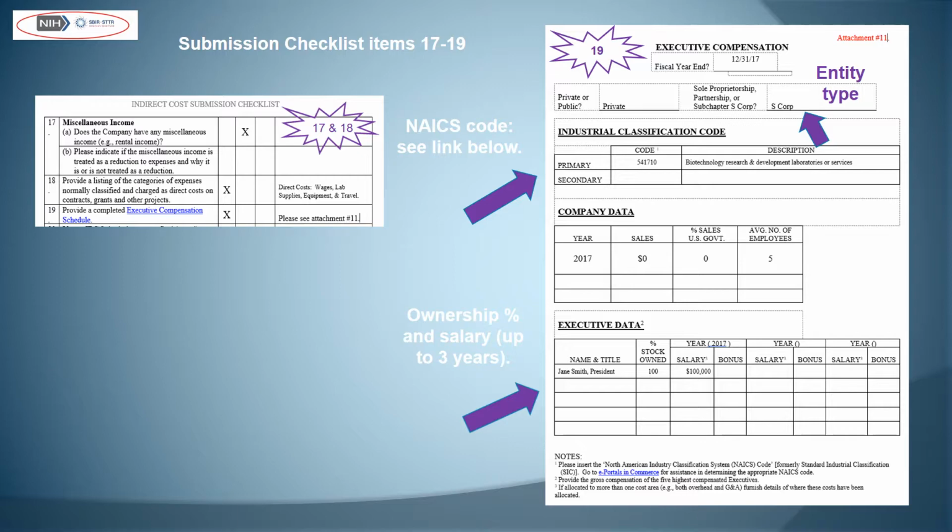Otherwise, use an attachment. Item number 19 is the executive compensation form. It's also downloadable from the DFAS website. You will need several pieces of information from your company, including the NAICS code, the entity form, total sales, total compensation, and other pieces of information. This form normally covers 3 years of compensation, but if this is your first IDC negotiation, you'll only have 1 year of data.